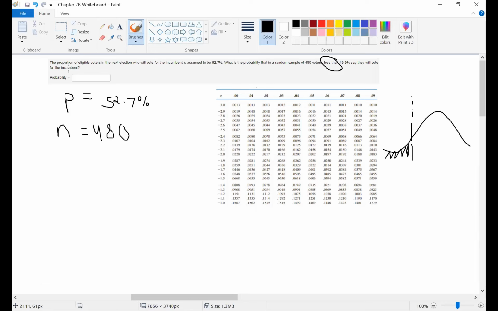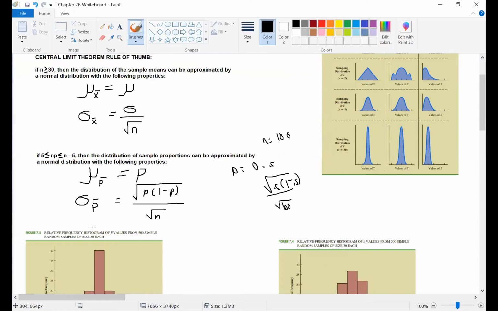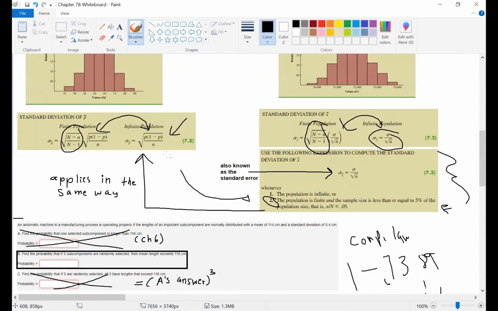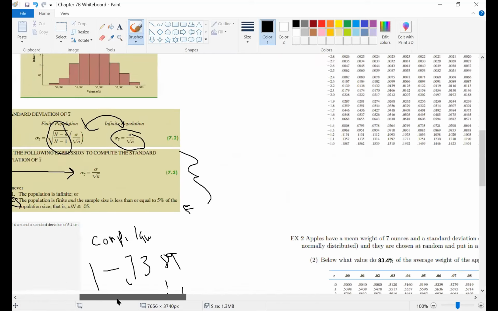So we know that the mean of our P bar is just the P. So that's 0.527. That's just this. That's a nice easy step. The other one, we need the standard deviation of the P bar, which as you can see over here, you can use that or this one. They're both the same thing. So we have the square root of the P times 1 minus P over N.